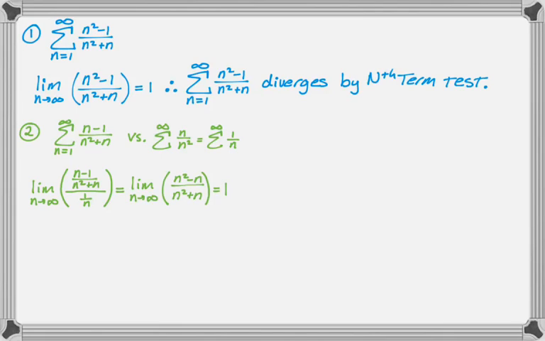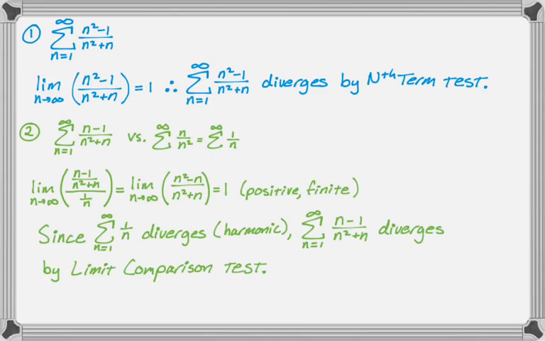But now I'm trying to prove it to whoever's reading this. So I take that limit, I get 1. That's a positive finite value, which is what we're looking for with the limit comparison test. And that means that both of them do the same thing. So I'm just going to write it up. We'll say since the sum from 1 to infinity of 1 over n diverges because it's harmonic, we know that the sum from 1 to infinity of n minus 1 over n squared plus n diverges by the limit comparison test. All right.